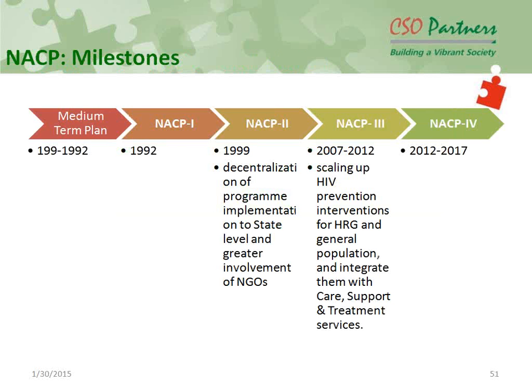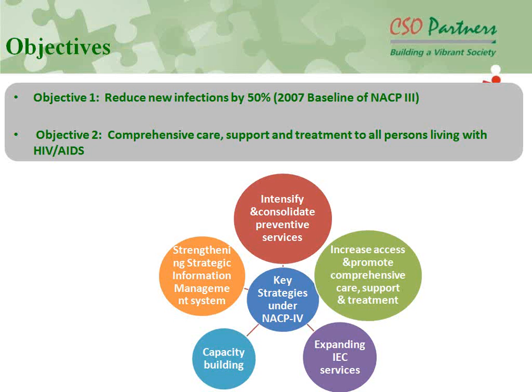Now the National AIDS Control Program, we call it NACP. We started it in 1990. Now we are having the 4th NACP, that is 2012 to 2017, that is the cycle. The main objective of this NACP is to reduce new infections by 50%. The baseline was taken as 2007. Objective 2 was comprehensive care, support and treatment to all persons living with HIV/AIDS. So it is not only treatment, it is comprehensive care, support and treatment.